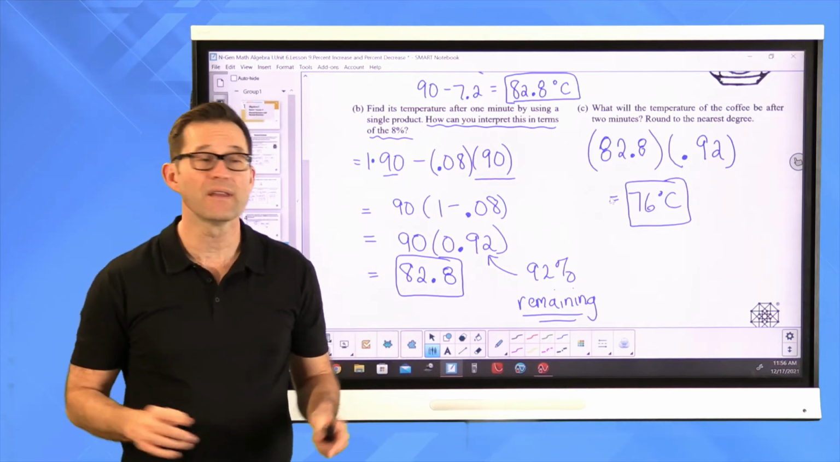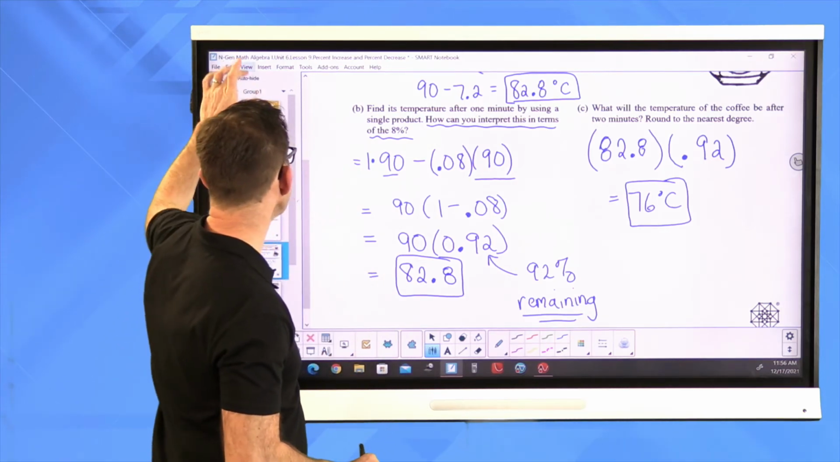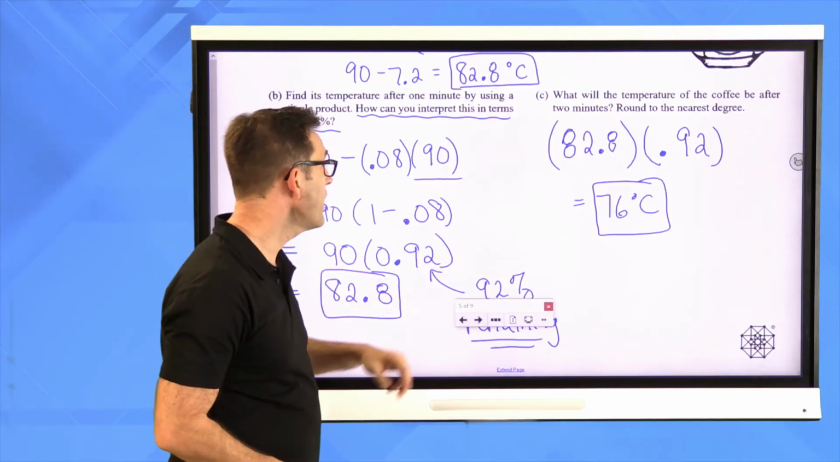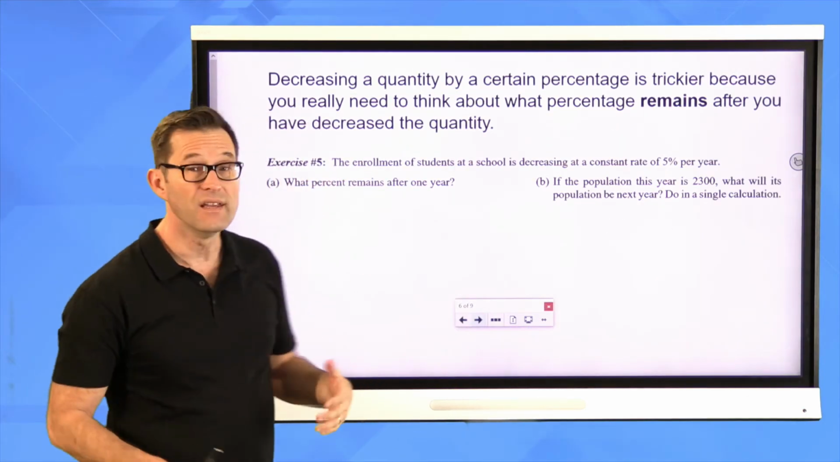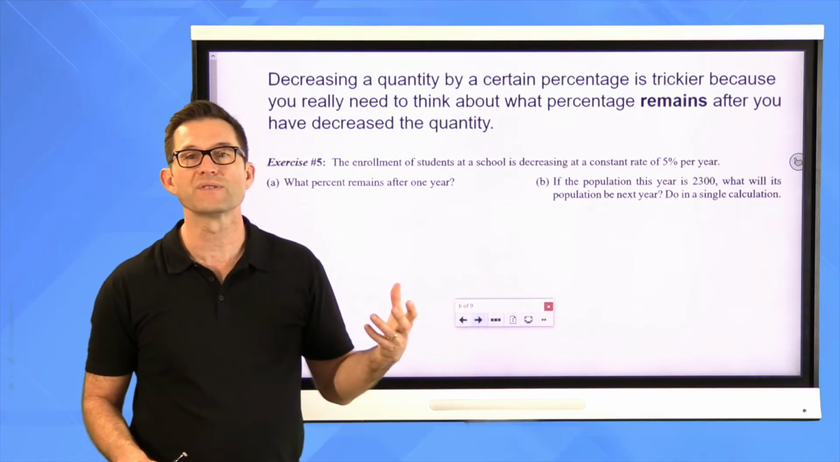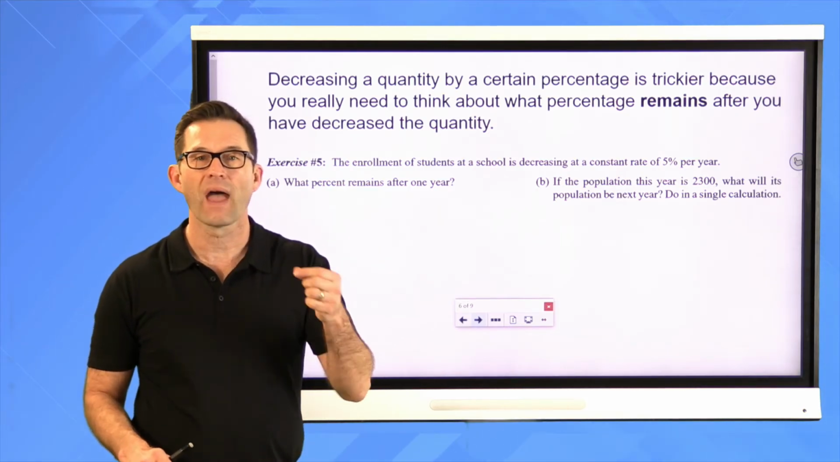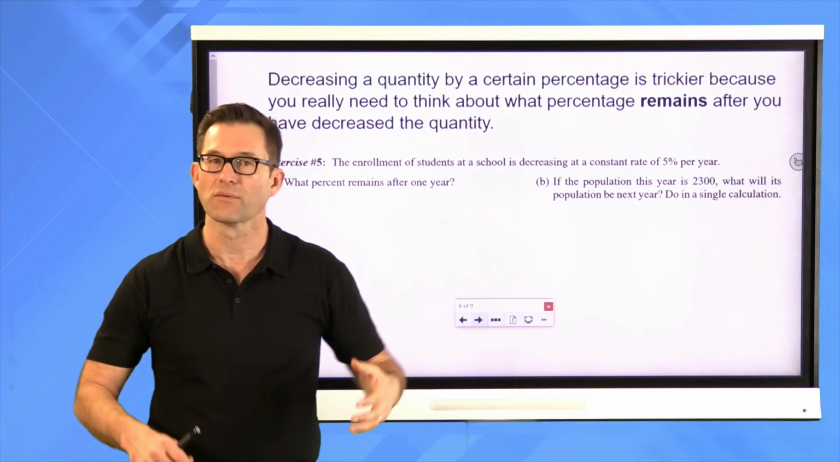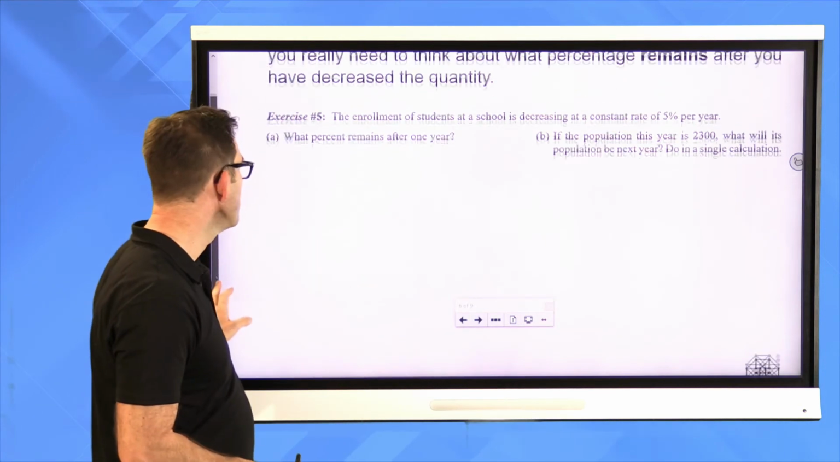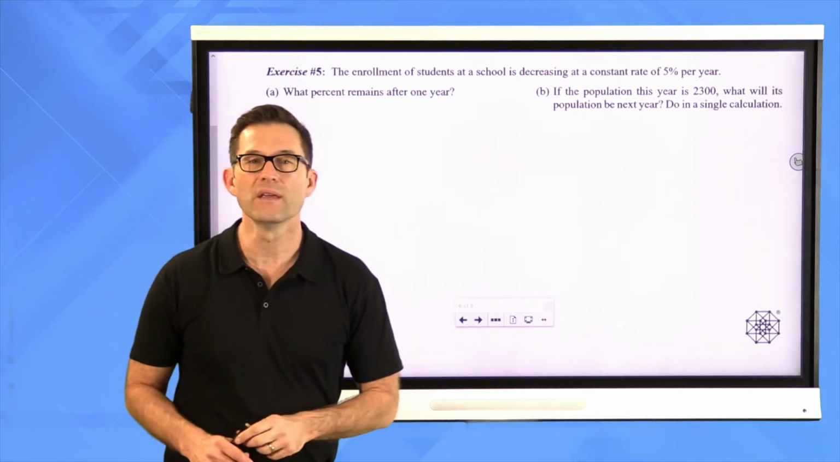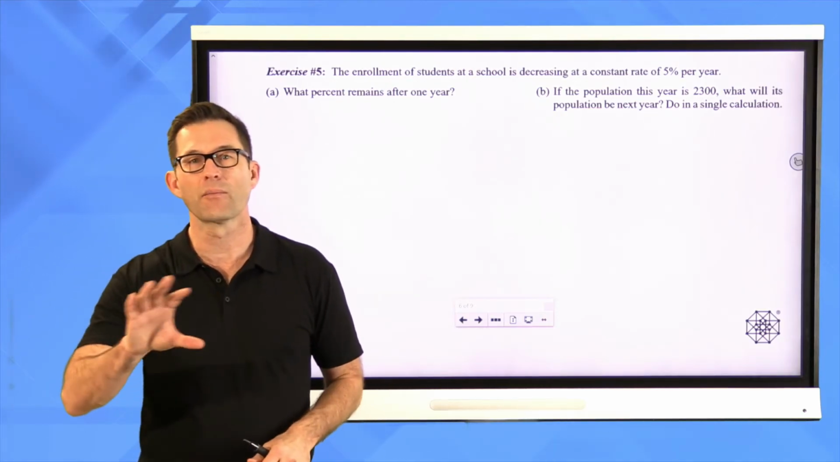Percent decrease and percent increase. Now, let's make sure that we have this. Decreasing a quantity by a certain percentage is trickier because you really need to think about what percent remains after you've decreased the quantity. And I was kind of harping on that last time. Let's do one more percent decrease problem real quick, and then we'll summarize it all.